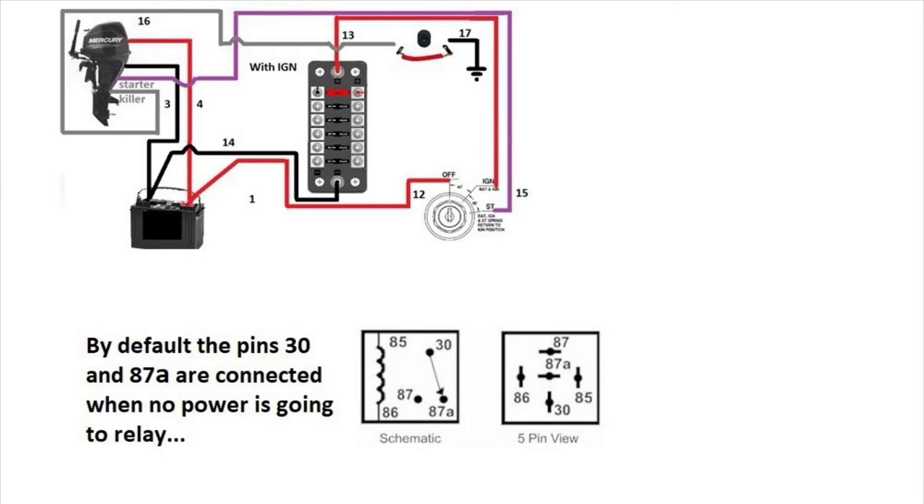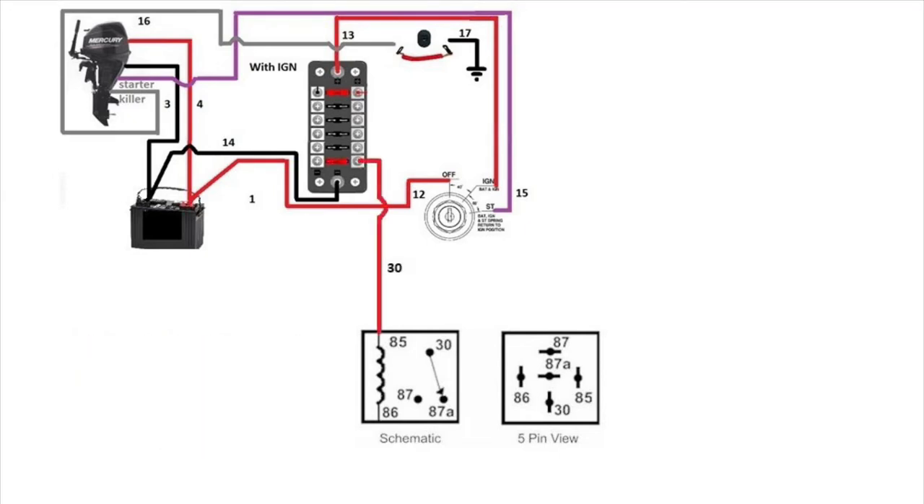You can pause this video at any time. We'll want to get the power off the ignition fuse box and connect it to pin 85 of the relay. This is done with wire 30 that we see in the diagram. Basically, this will bring power to the relay once you turn your key on the ignition position.